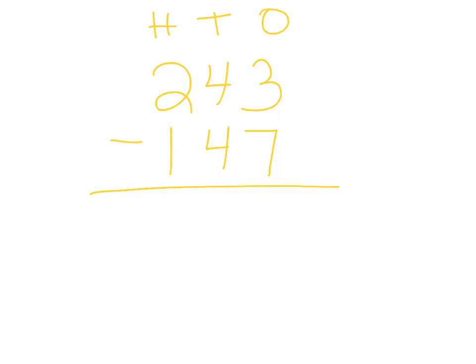So when I take a look at the ones place, I know that I cannot take 7 away from 3. If I do, I'll have a negative number. So I need to go to the tens and take a 10 away from this 4 tens. So that will make it 3 tens now. But if I give a 10 to the ones place, it will give me 13 ones now. So now I can subtract. 13 minus 7 is 6.